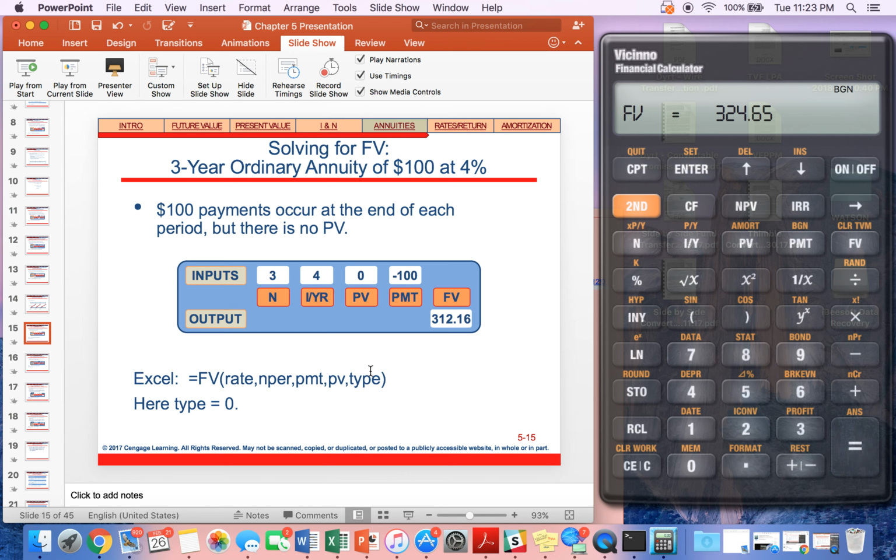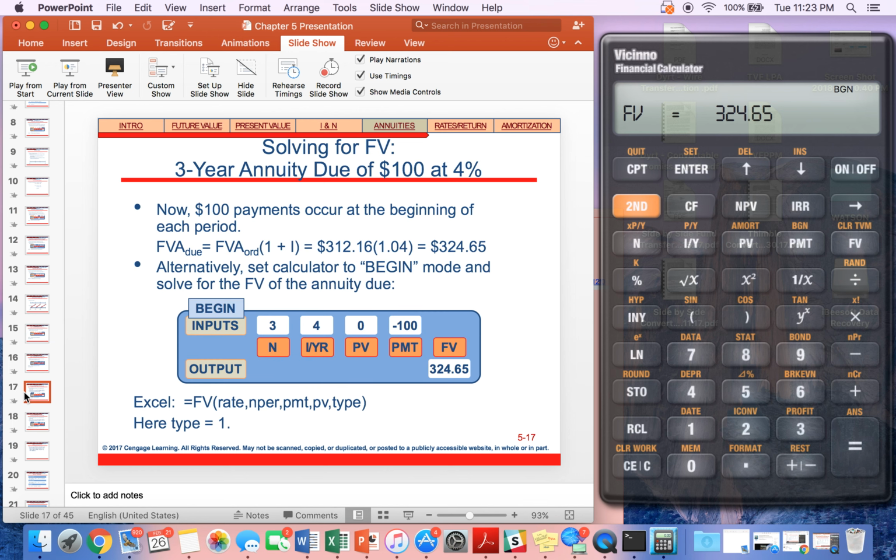If we switch back to slide 15, you'll notice that, and remember that ordinary annuity happens at the end, that its future value is $312.16 because it compounds for 1 period less than an annuity due. So my ordinary annuity's future value was $312 and my annuity due's future value was $324 because my annuity due compounded for 1 more period because the payment happens at the beginning of the period.